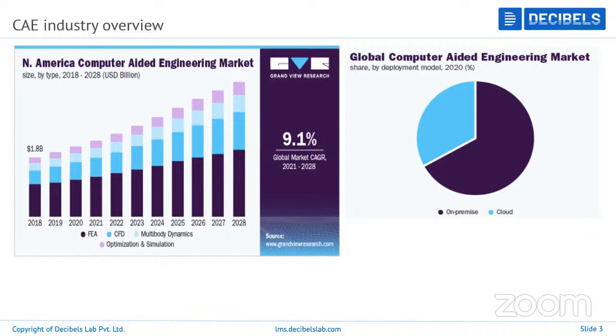So now the CAE software is also moving to the cloud, but on-premises is still occupied more, majorly because of data security. If it is on-premises, all the data will be with the customer side or the company side only. But in the cloud, the data is stored somewhere else. That is why on-premises is preferred compared to cloud: because of data security.